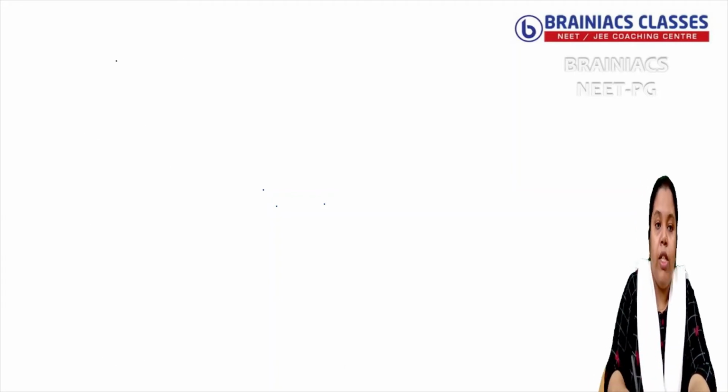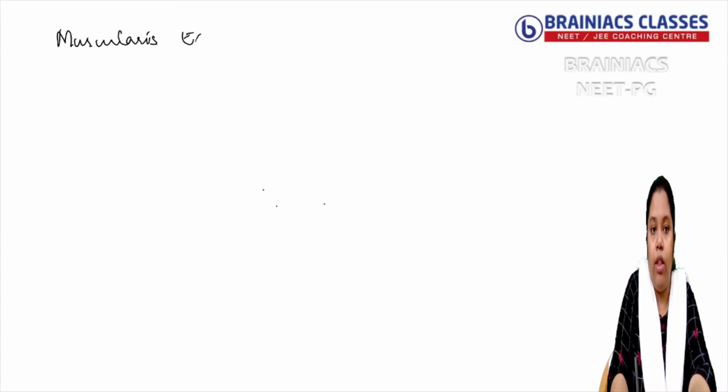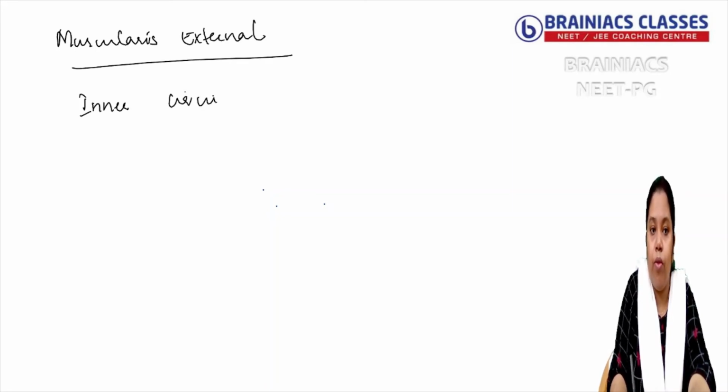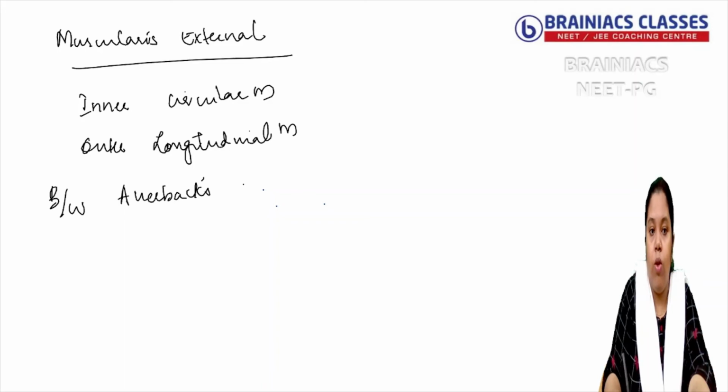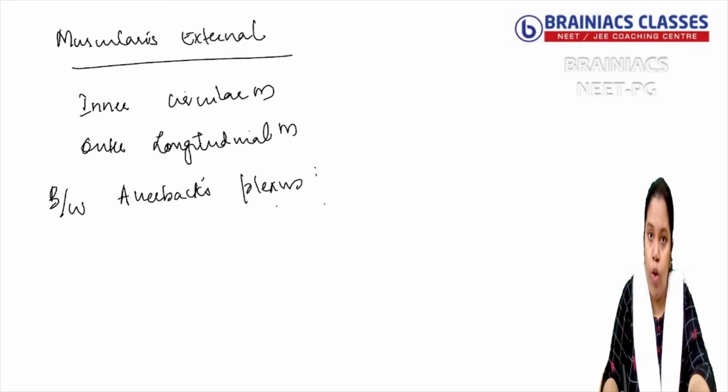Next is the muscularis externa. There are 2 layers of muscles: an inner circular muscle and an outer longitudinal muscle. What you need to know here is that between these muscles a nerve plexus runs, called Auerbach's plexus. Auerbach's plexus runs between the inner circular and outer longitudinal muscle.